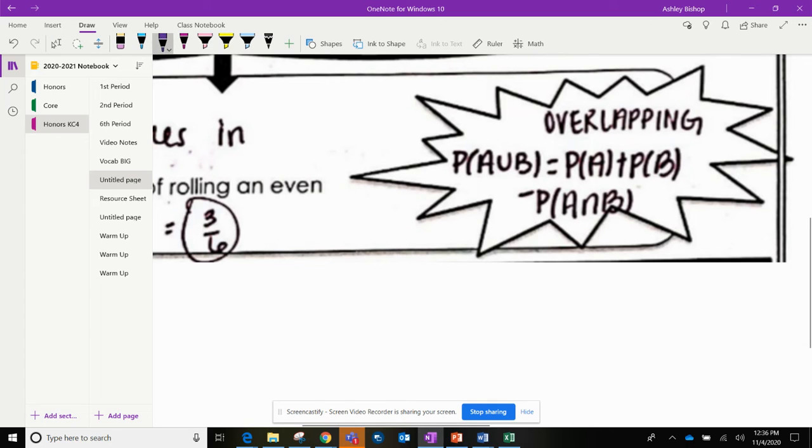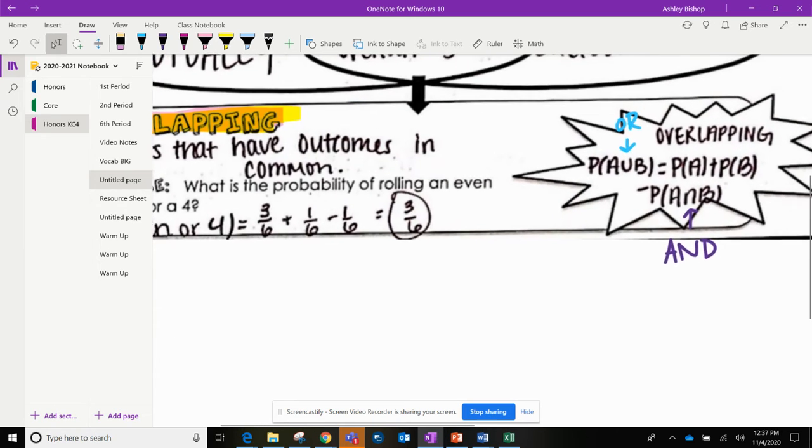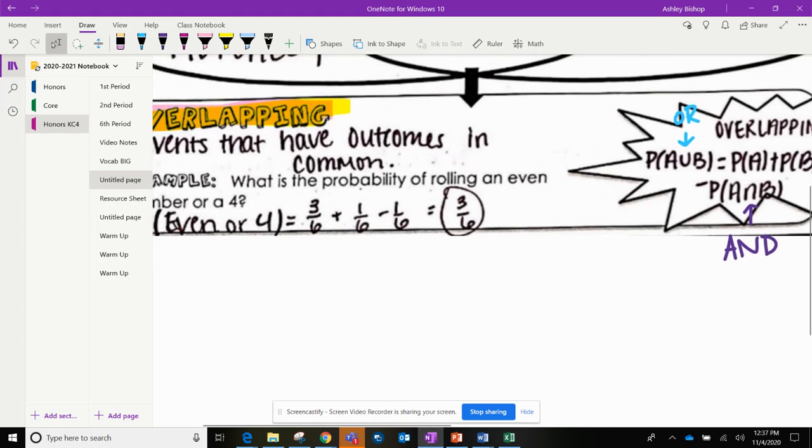The probability of A or B, remember this means or, equals the probability of A plus the probability of B minus the probability of A and B. That little sign right there means and. So, the probability of A plus the probability of B minus the probability of A and B. You need to subtract out the overlapping probability. You don't want to double count and skew your data.